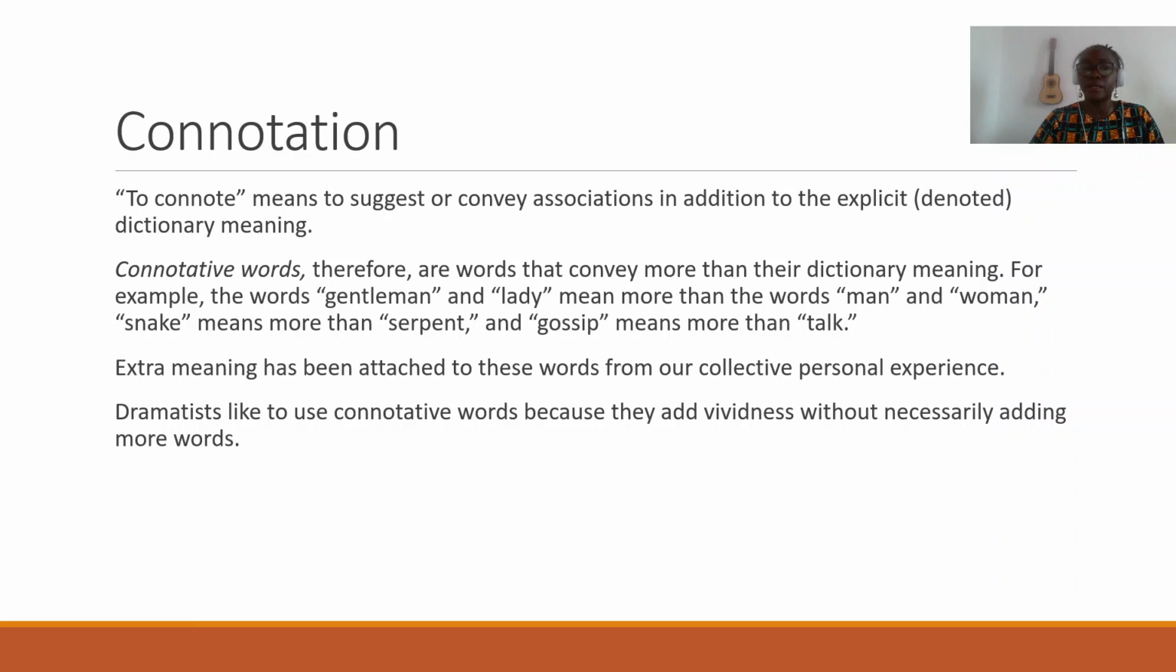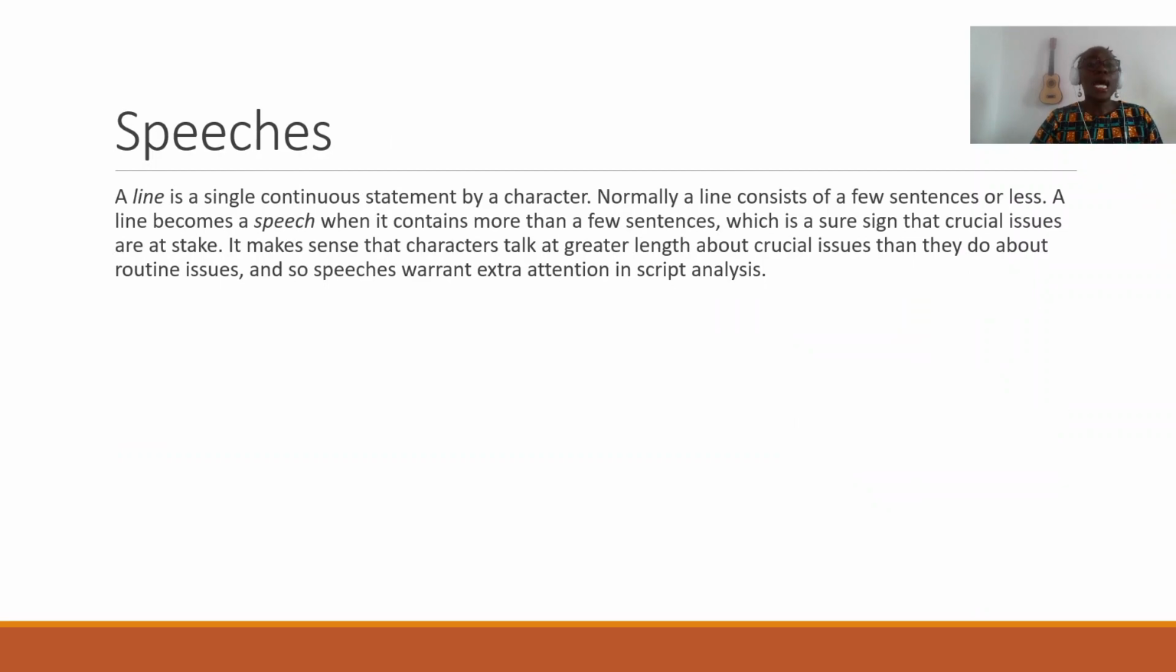Don't deal with him. So dramatists like to use connotative words because they add vividness without necessarily adding more words. The moment you say this woman is a gossip, it puts everything in perspective. You don't have to explain what she does every day and what she does with her life to provide that context. And then there are speeches.